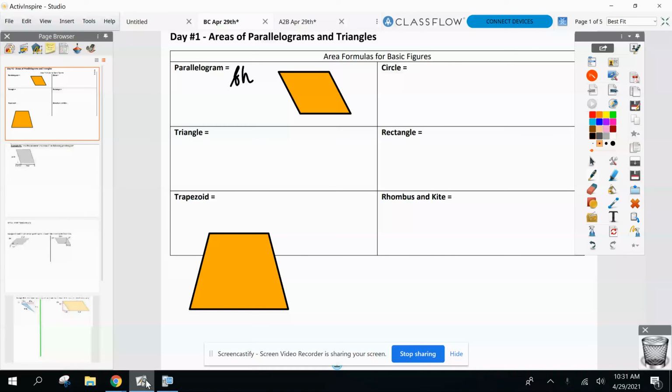Base times height. Now, again, get out of middle school. Base doesn't automatically equal bottom. Take a look. The base will be wherever the height is drawn to.